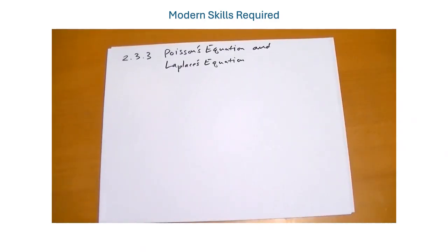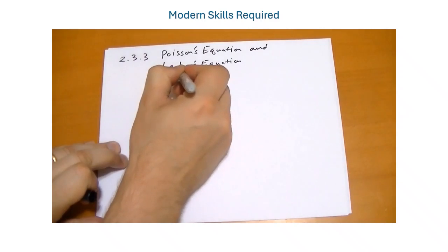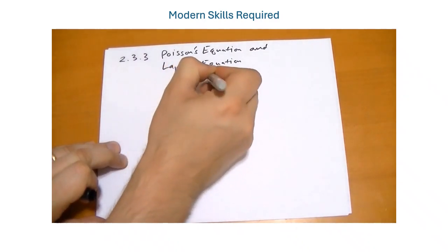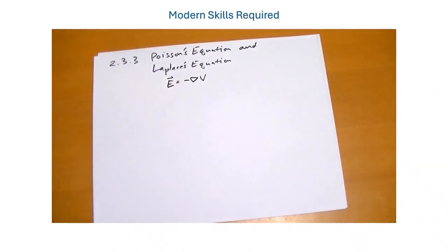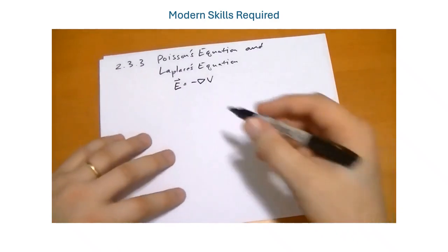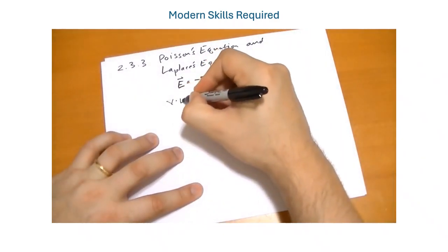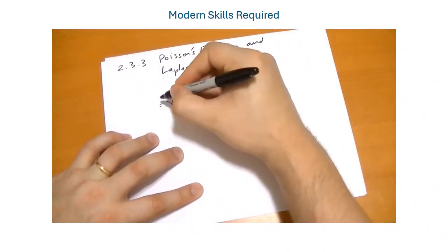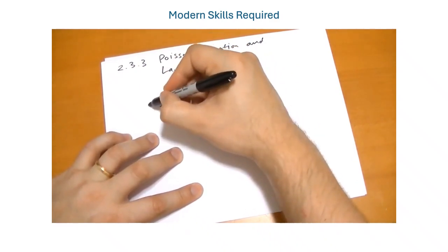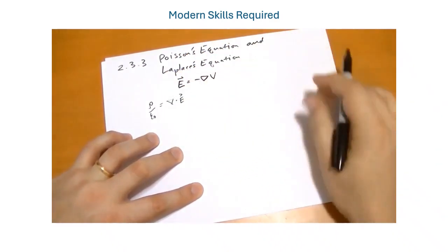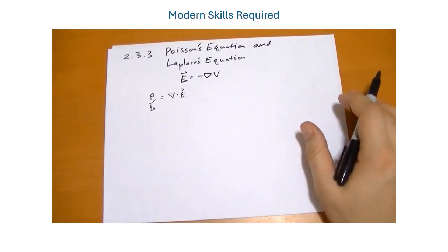Section 2.3.3, Poisson's equation and Laplace's equation. So we know that the electric field is just the gradient, or negative the gradient actually, of the electric potential. So what happens when we take the divergence of E, or rather the divergence of this gradient? So the divergence of E, well, we already know that's going to be equal to the charge density over epsilon naught at that point.